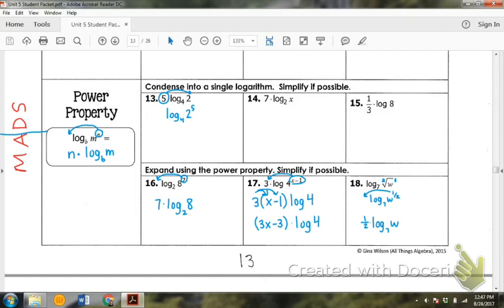Can we simplify 2 to the 5th power with our calculator that we have in front of us? Lexi says 32. Leanna echoes a 32. Anybody else get 32? Okay. So I can rewrite this as log base 4 of 32. Questions on number 13?